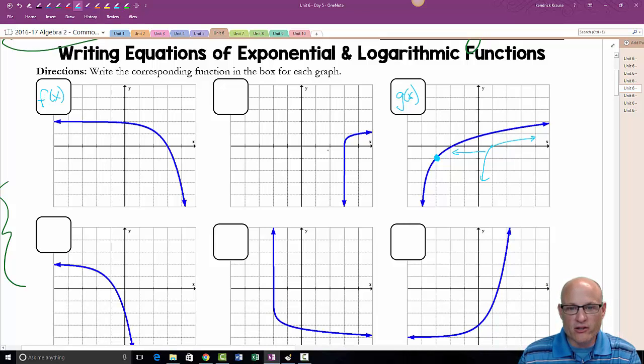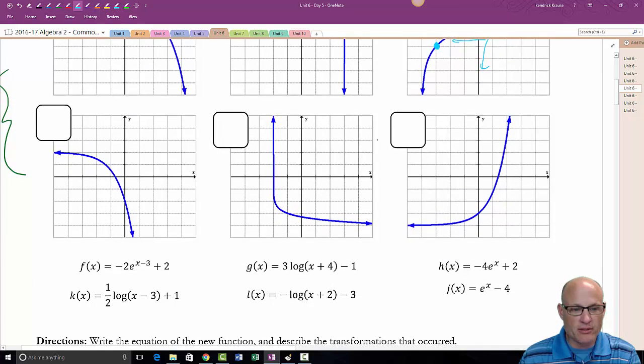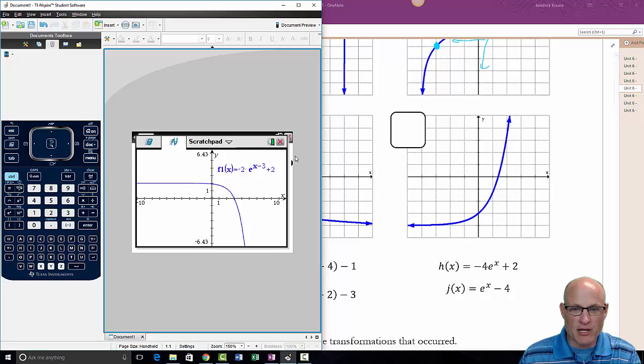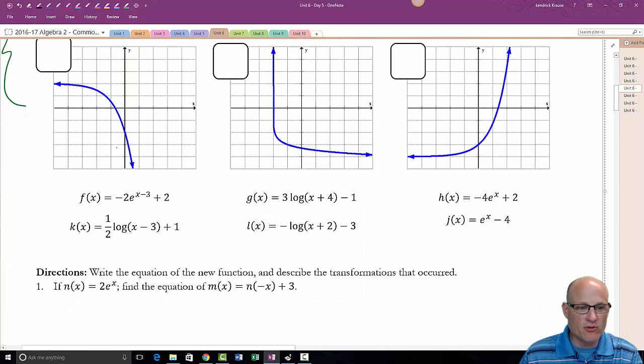Over here, this looks like, I don't even know what this is, something that moved over 3 units maybe. That could be k of x. This looks like it might be k of x right here. Doesn't it look like it might be k of x? Moved over 3 units. Doesn't k of x move over 3 units?